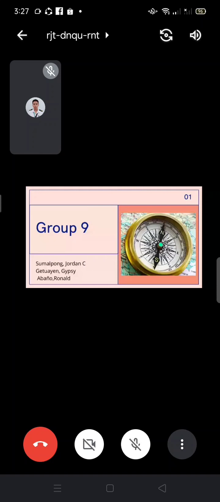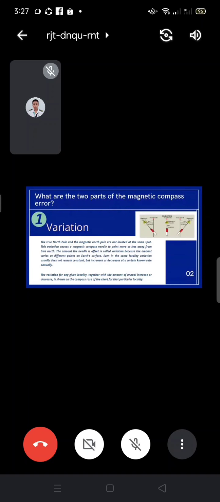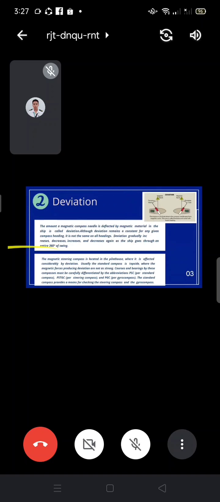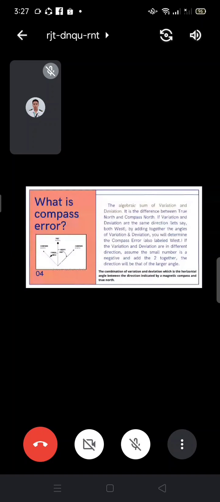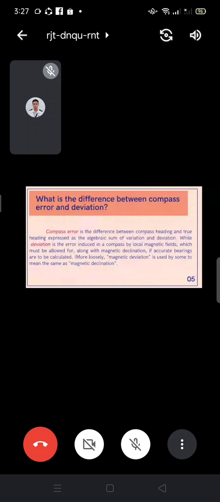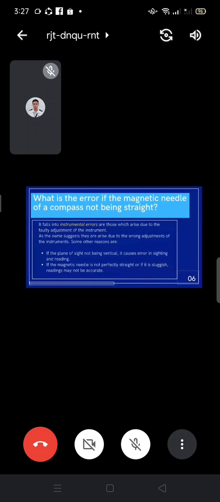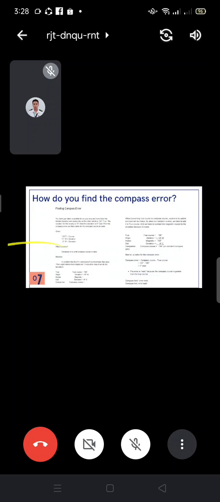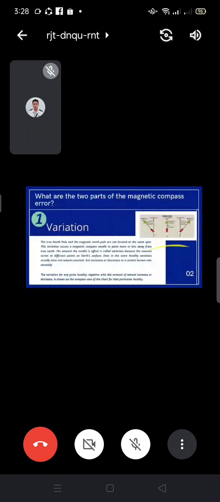So our intended learning outcomes are to know the two parts of magnetic compass error: what is compass error, what is the difference between compass error and deviation, what is the error if the magnetic needle of the compass is not straight, and how do you find the compass error? So, number one, what are the two parts of magnetic compass error?